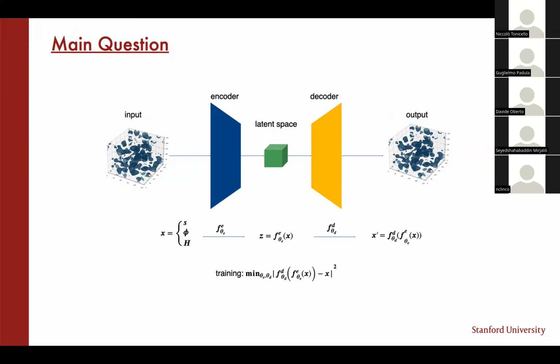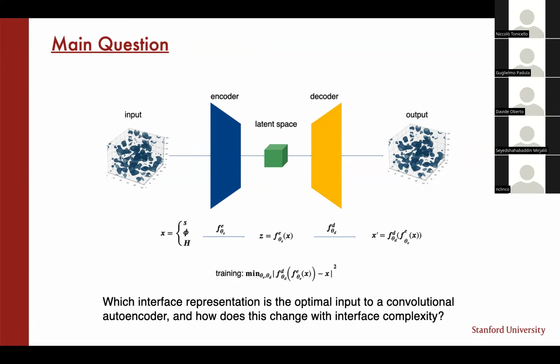But so the input and the output are here, and we have an encoder and a decoder, of course, and you have a small latent space. And the question is that if we give S or phi or H to the same architecture and train the models for those specific inputs, basically which interface representation is optimal for this, and how does this change with interface complexity, right? A very controlled, small experiment.